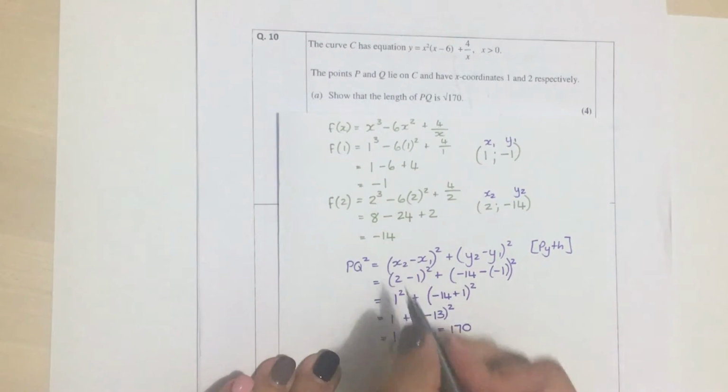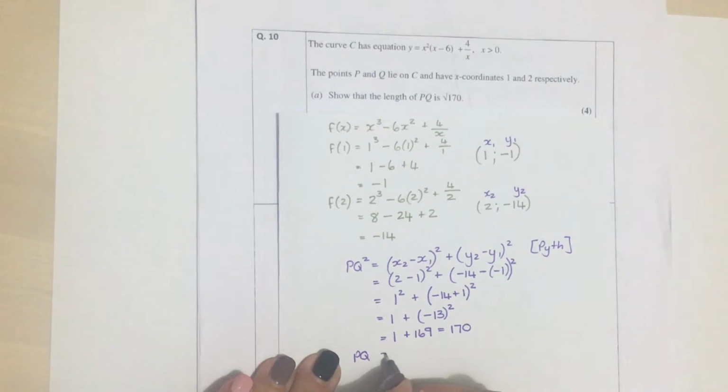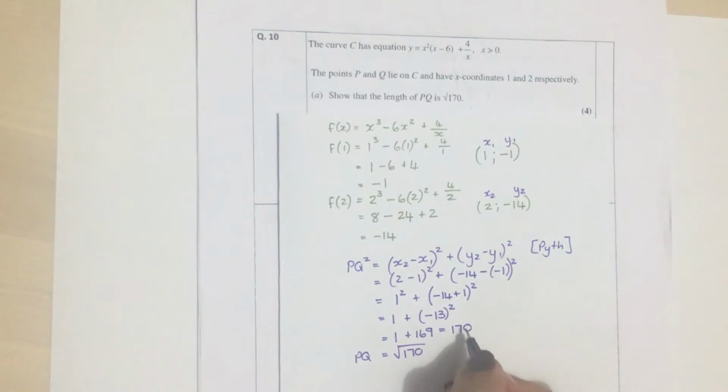And that means that if we want to get the value of PQ, we need to take the square root of that. Right, so that is where PQ is the square root of 170.